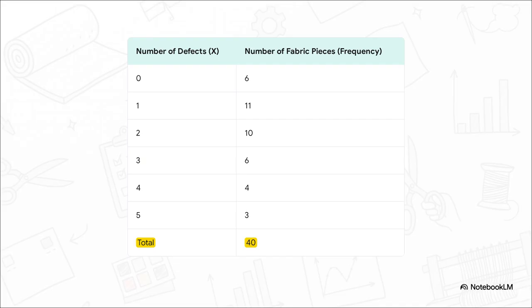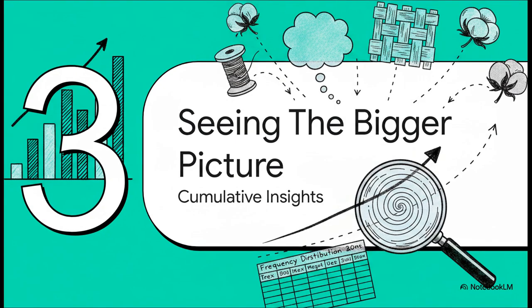And check this out. This slide is so cool because it shows how a raw list of 40 different numbers gets transformed into this simple, clear table. Suddenly, we don't just have numbers, we have a story. We can see right away that out of 40 pieces of fabric, having just one defect was the most common result. It happened 11 times. We can also see that getting a perfect piece with 0 defects happens 6 times. Now that's organization.